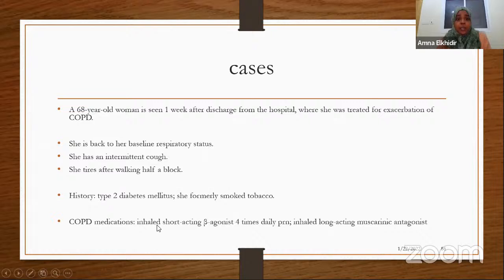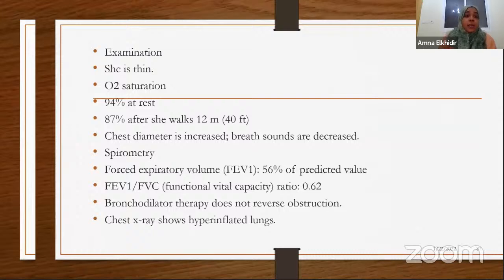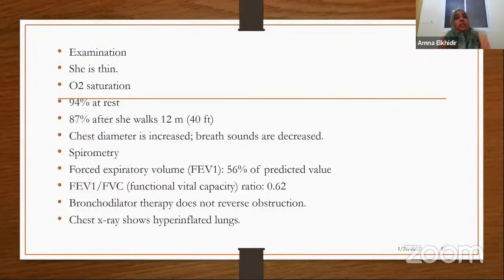Her COPD medications include a short-acting beta-agonist 4 times daily PRN and an inhaled long-acting muscarinic antagonist. On examination, oxygen saturation is 94% at rest and 87% after she walks 12 meters. Chest diameter is increased, breath sounds are decreased. Spirometry: forced expiratory volume in 1 second is 56%, and the ratio is 0.62. Bronchodilator therapy does not reverse the obstruction, and chest X-ray shows hyperinflated lungs.